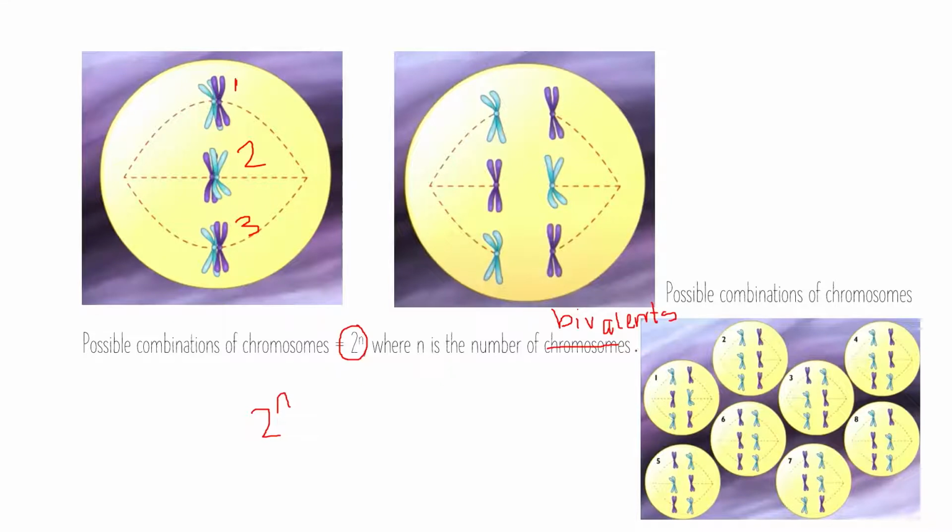Number of bivalents. So we have 2n, and we have 3 bivalents. So we're going to have 2 to the power of 3, which is essentially 8. So this will give us 8 different possible combinations of chromosomes, which we can see here. All the different possible combinations, which is a number of 8 possible combinations.